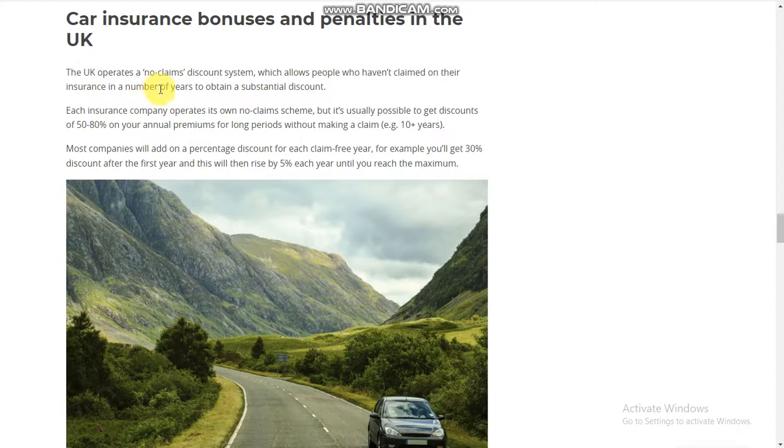The UK operates a no claim discount system which allows people who have not claimed on their insurance in a number of years to obtain a substantial discount. Each insurance company operates its own no claim scheme, but it's usually possible to get a discount of 50 to 80% on your annual premiums for long periods without making claims.